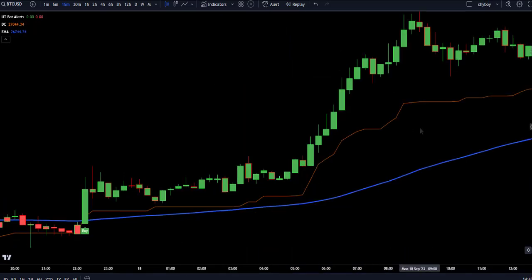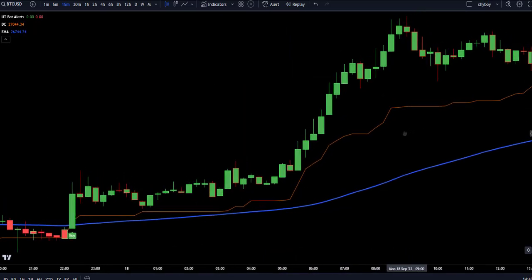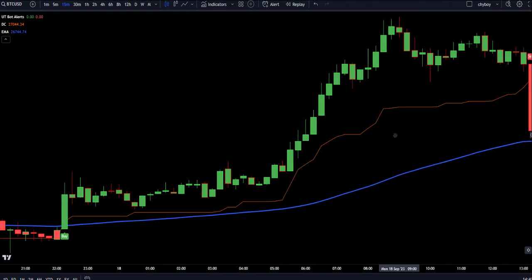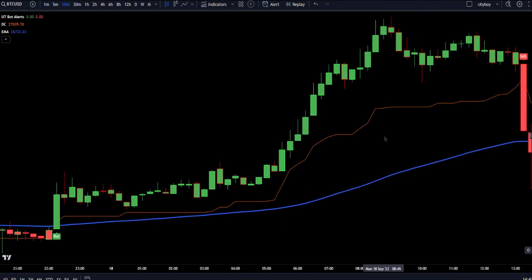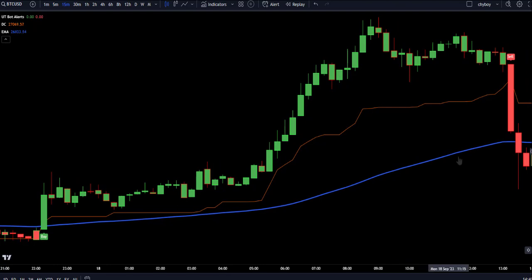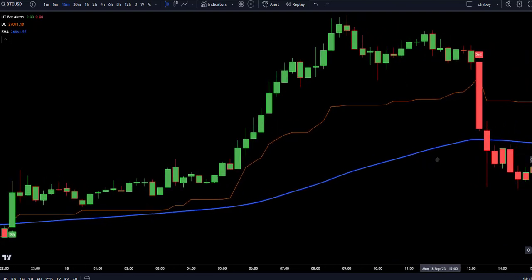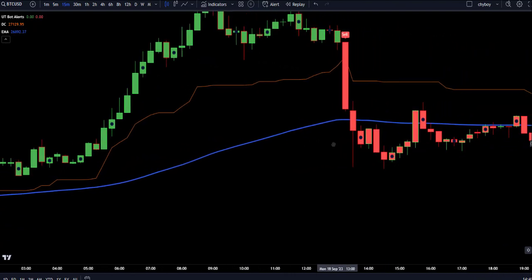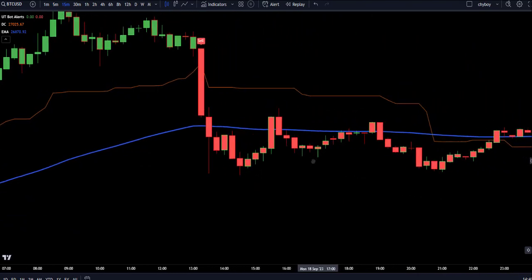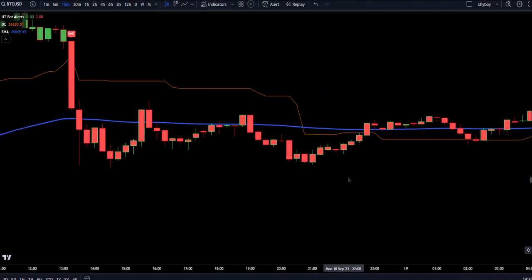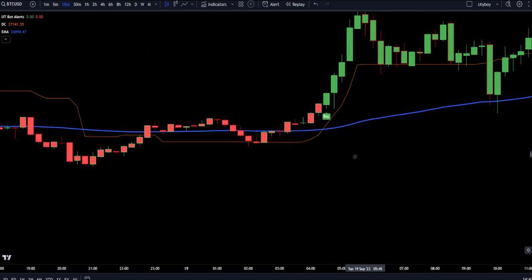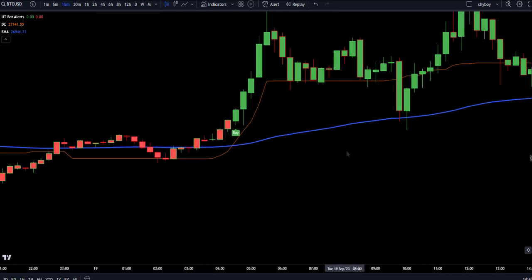Note, one important thing you need to observe when using this strategy is that whenever the EMA is below the price, indicating uptrend, you are going to ignore all the sell signals given by the UT bot. And whenever the EMA is above the price, indicating downtrend, you are going to ignore all the buy signals given by the UT bot indicator.